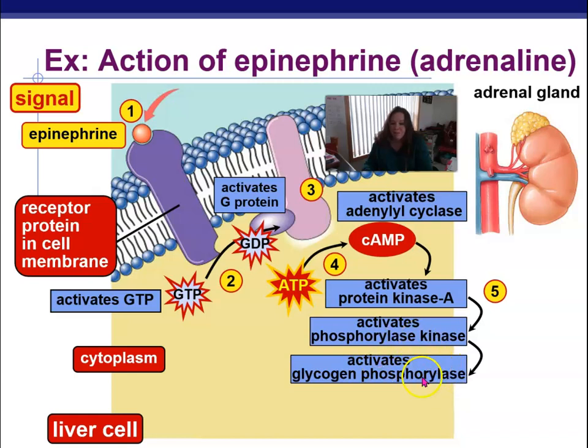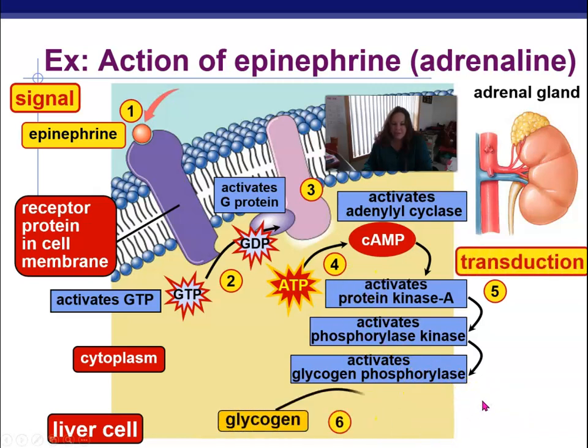The enzyme we really want to activate is glycogen phosphorylase because the action of epinephrine is that we want to break down glycogen into glucose because we need it to make ATP so we can run away from a cheetah, right? Or a grizzly bear or a lion or something that's chasing us. We need to make ATP. So we have to activate this enzyme, glycogen phosphorylase. That's our transduction right there.